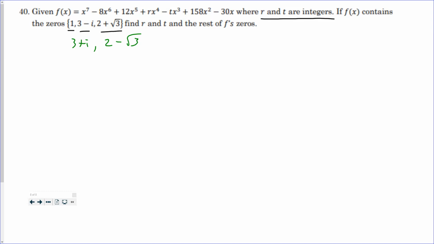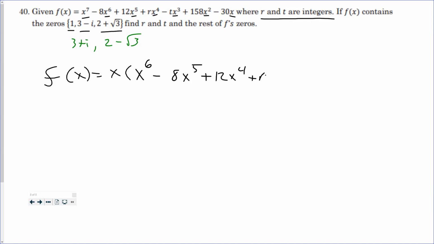Right? And also, something else that might be a little different than what was on the notes, but can be a little tricky here, is that this f of x, if I look at it, I have a GCF of x. So what I want to do here for f of x is factor out an x to make my life a little easier, make the polynomial a smaller degree and easier to work with. If I factor out that x, I'm left with x to the 6th minus 8x to the 5th plus 12x to the 4th plus rx cubed minus tx squared plus 158x minus 30. So I can factor out that x.